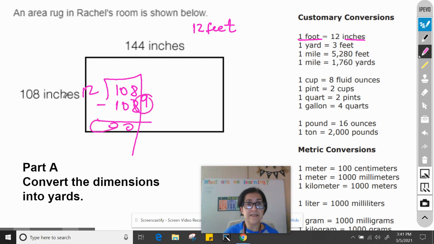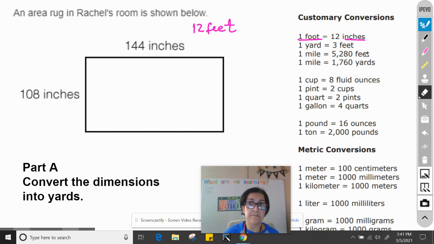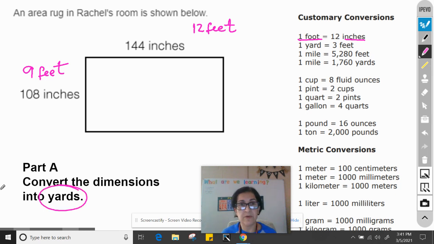So it's 9 what? Feet. Okay, be careful. We are going from inches to feet. So here is 9 feet. However, remember, we have to go to yards now. You can't stop here. How do we go from feet to yards?